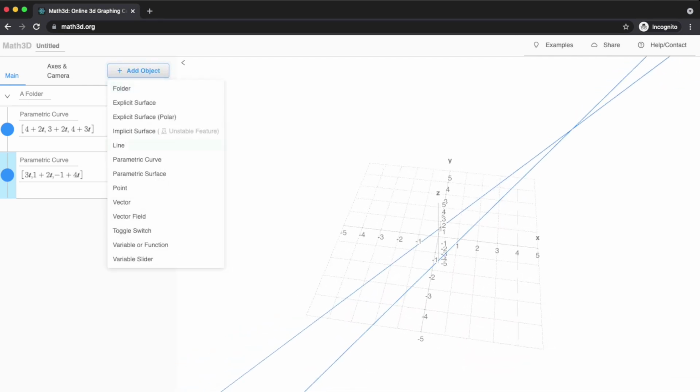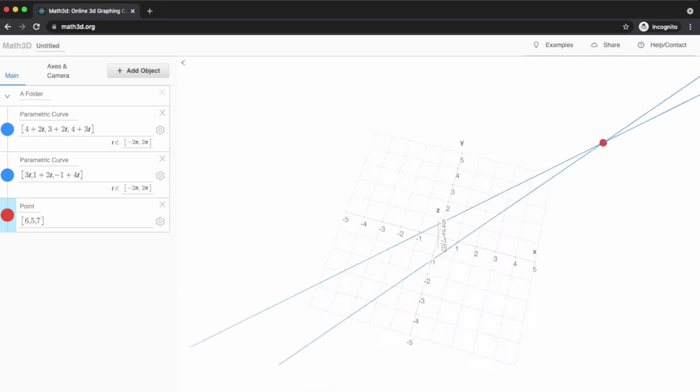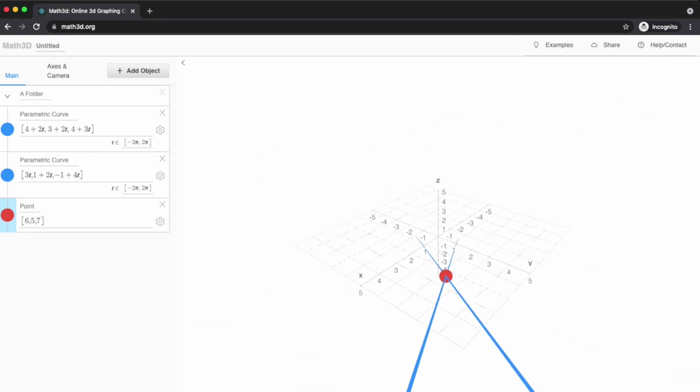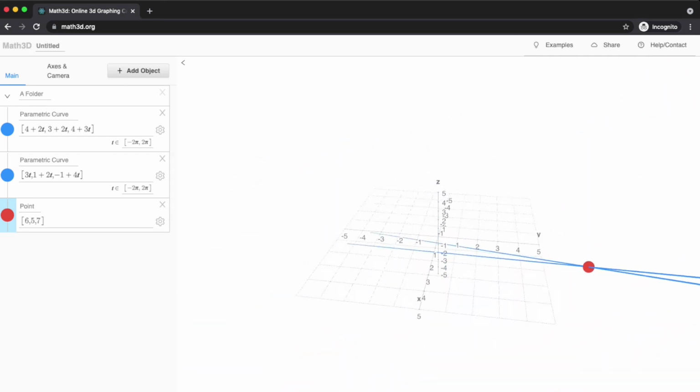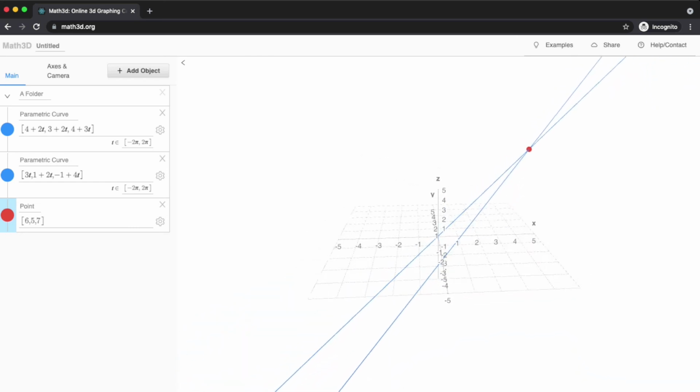But we did work it out, so we can go ahead and plot that point. That point we found was 6, 5, and 7. And we'll change the color, maybe make it a little bit bigger to see, make it size 36, and sure enough, we found that intersection point, and there it is. So that's a double check that our calculations actually contained no errors.